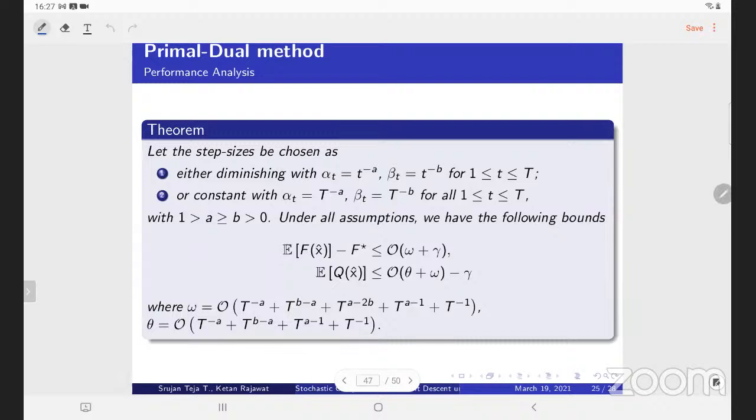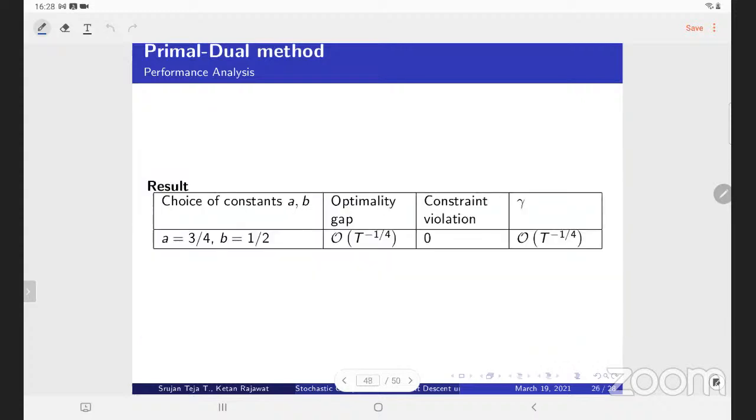So let the step sizes be diminishing. Here we have only alpha t, beta t, nothing else. Then the objective error is order of omega plus gamma, and the constraint violation is this one. And similar to the earlier theorem, we can choose gamma equal to order of theta plus w, and we can make this constraint violation 0. Now these w and theta values are as follows. Now we have to choose a, b such that these upper bounds are optimal and equal. So this is the theoretical result. When we choose a equal to 3/4 and b equal to 0, the convergence rate of the optimality error is t to the power minus 1/4, and the constraint violation is 0.